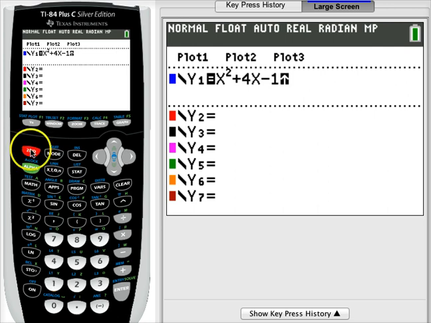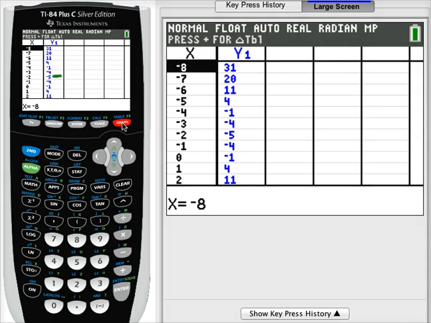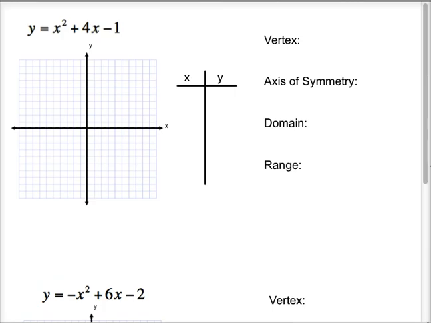Type it in, and now I'm going to go to my table. And I'm looking for that center point. I'm looking for the vertex. And I see right here this -2, -5. Okay, because above that -5 and below that -5, I'm getting all the same values. So those are going to be the values that I write down.